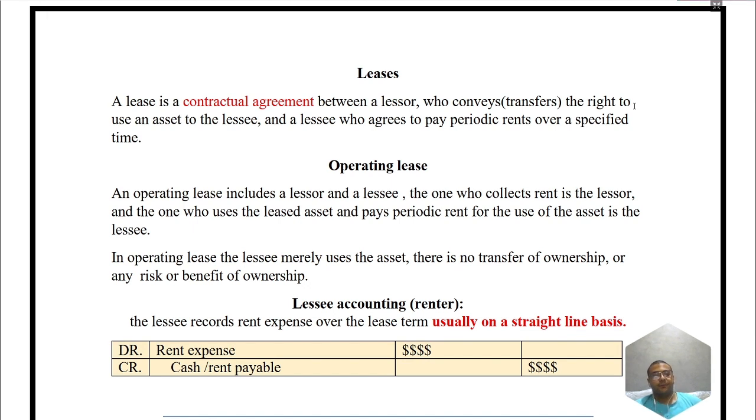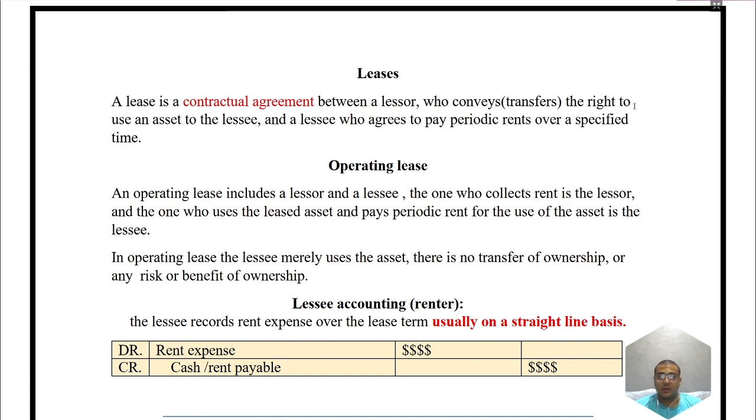A lease is a contractual agreement between a lessor, who transfers the right to use an asset, and a lessee, who agrees to pay periodic rents over a specified time. Today, we're going to concentrate on the lessee's perspective. The lessee is the one who pays money to use that asset.